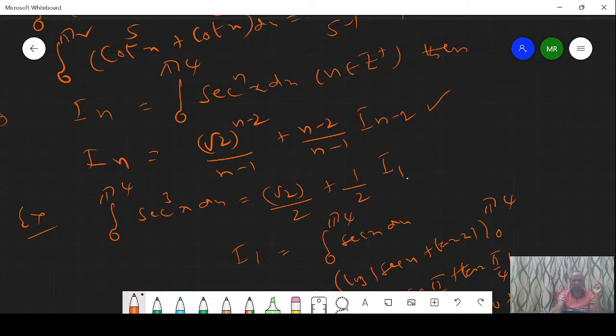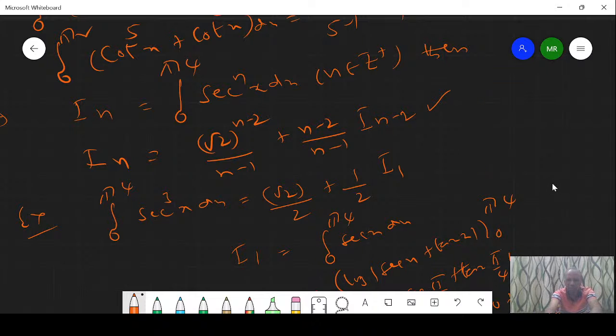1 by 2 I1. So I1 I can't consider I_(1 minus 1), that is I0. So for I1, replace n equal to 1. When I replace n equal to 1, I1 becomes the integral from 0 to pi by 4 of secant x dx.